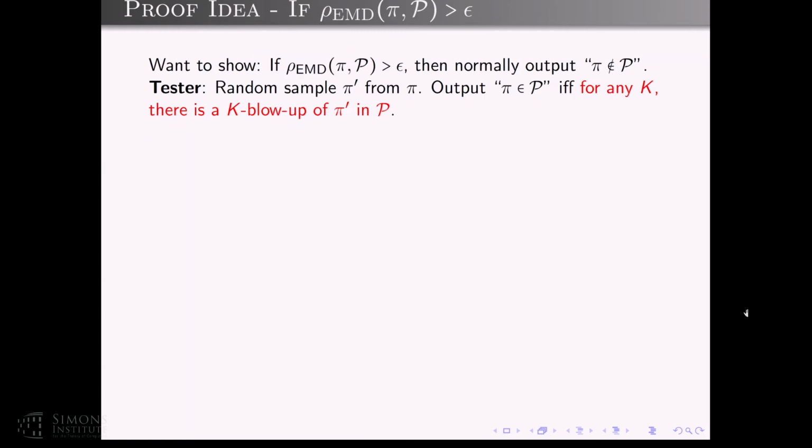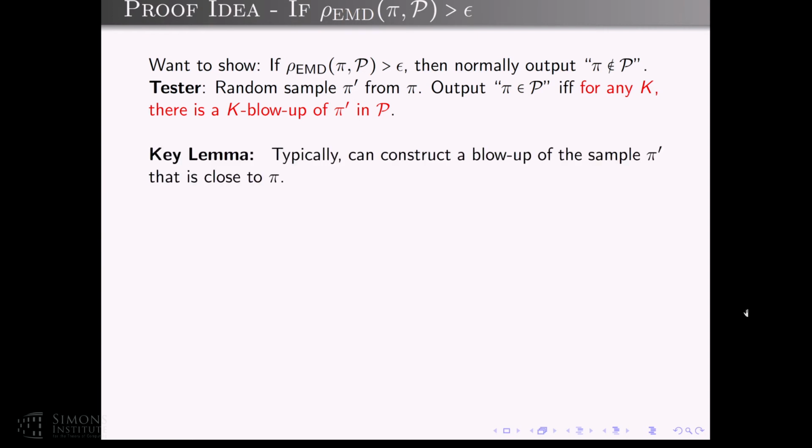The harder case is the second case. We want to show that when the Earth mover's distance between the permutation and the property is large, then typically our tester will output that the permutation is not in this property. Again, our tester takes a uniform random sample subpermutation from this permutation, and outputs that the permutation is in this property if and only if for any k there exists a k blow up of this sample subpermutation in this property. A key lemma says typically we can construct a blow up of the sample permutation that is close to the original permutation under Earth mover's distance. Again, this key lemma has nothing to do with pi being in this property or not. So this is a general lemma that holds for all permutations and their typical samples.